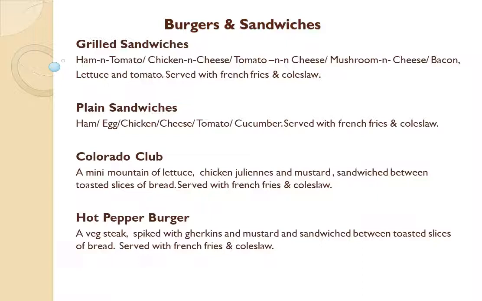We have tomato and cheese also. We have mushroom and cheese also. We have bacon, lettuce, and tomato also. So these are some of the varieties while taking the order of a grilled sandwich. You cannot directly take an order for the grilled sandwich without asking these preferences. You will have to give these preferences to the guest.